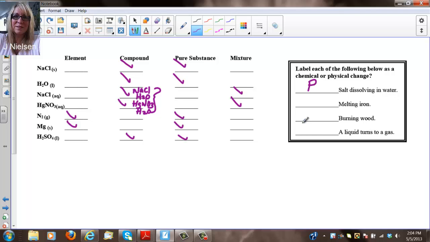I can get my salt back by evaporating the water. Melting of iron is physical. Cool it down, I get back the solid. Burning of wood, definitely chemical. I can't get back my log. And a liquid turns into a gas? Well, if it's in a closed container, then I can get it back. That would be physical. Hopefully it's done in a closed container.